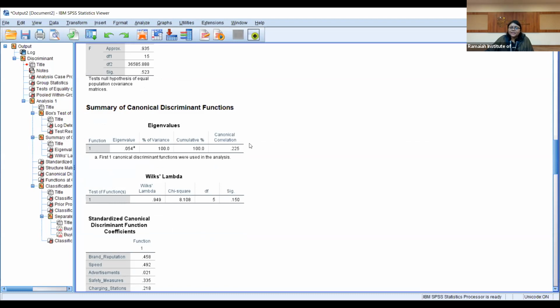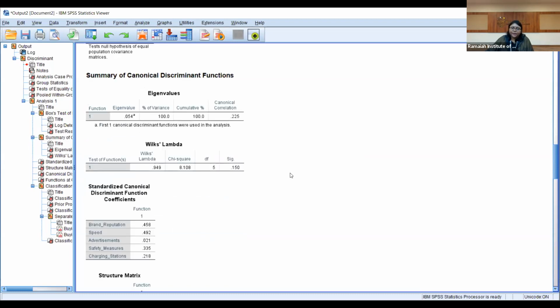The next table is the canonical discriminant function. Because we have only considered a dichotomous variable, that means we have only considered high and low, in this case we will have only one function. If you have considered three, suppose high, medium and low, then you will find two functions, function 1 and function 2. Because we have considered two things, it is only one function.